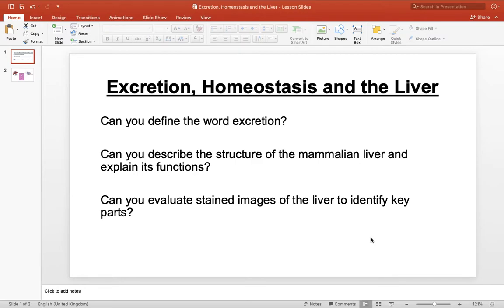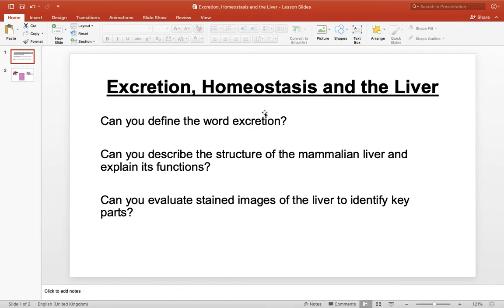Hello and welcome to this next lesson in our topic of homeostasis. In previous lessons, we've looked at the principles of homeostasis, body temperature regulation in endotherms, and body temperature regulation in ectotherms, and today we need to look at excretion, homeostasis, and the liver.